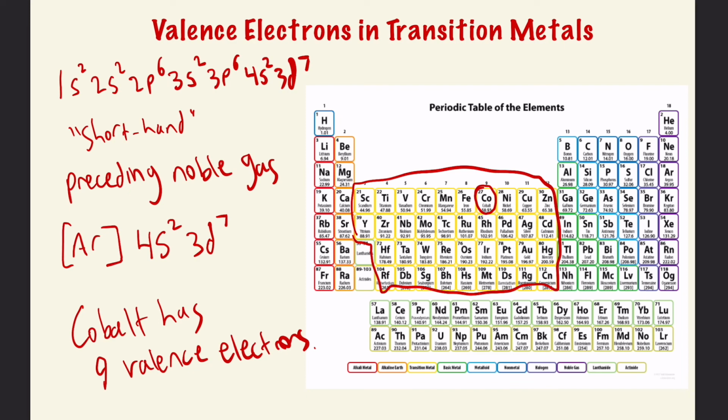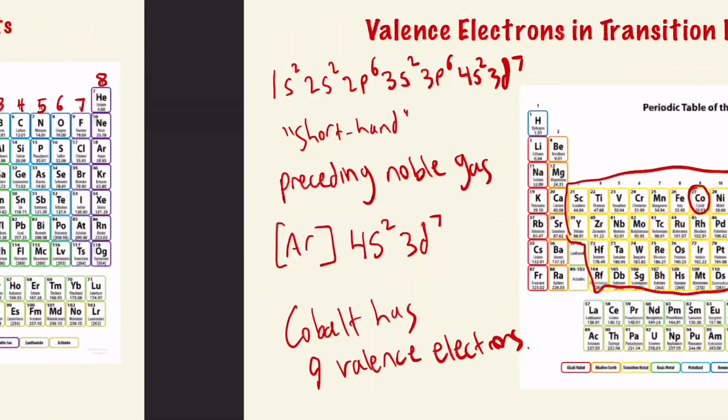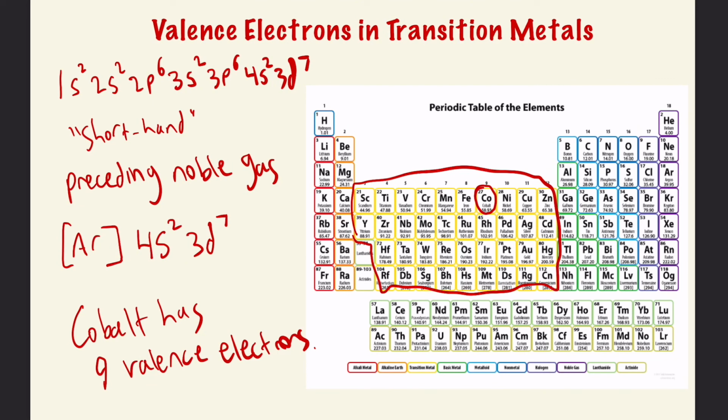As you know, the main group element valence electrons are relatively easy to figure out. But once you get to the valence electrons in transition metals, you need to have a little bit more knowledge to determine the electron configuration, and then the shorthand configuration. And then using the preceding noble gas, you determine the electrons after the preceding noble gas, and those are the valence electrons.